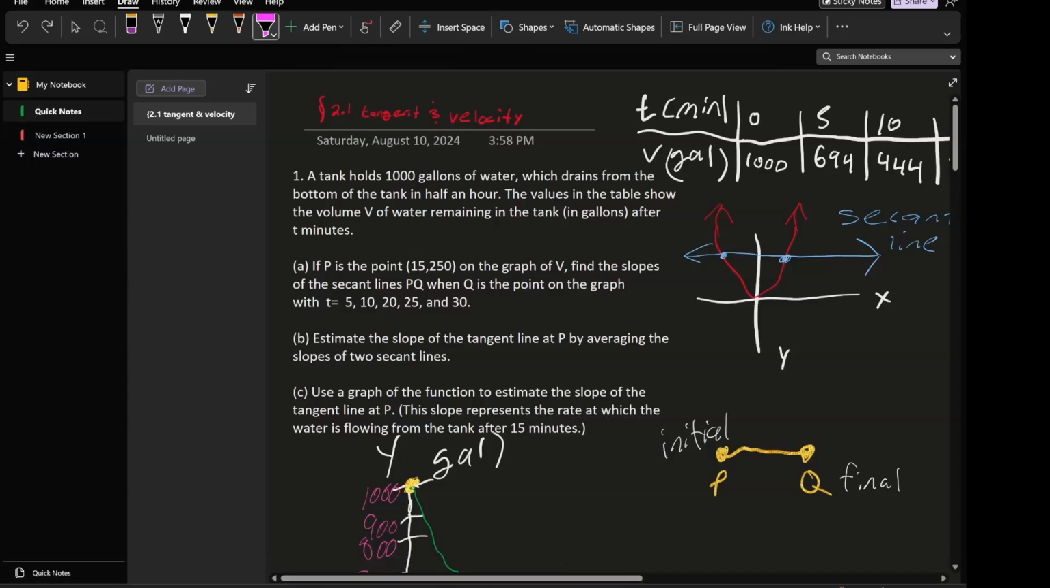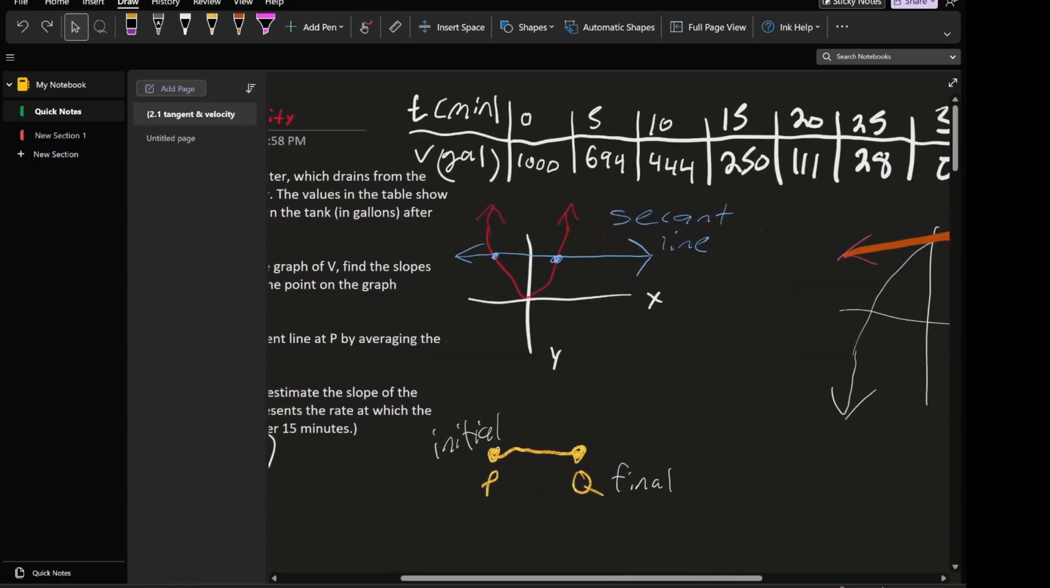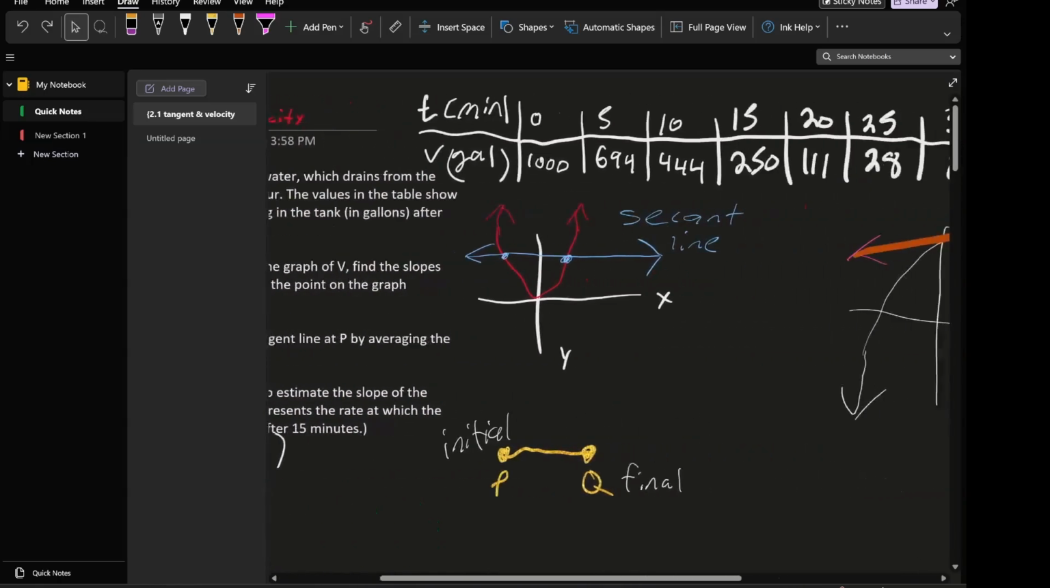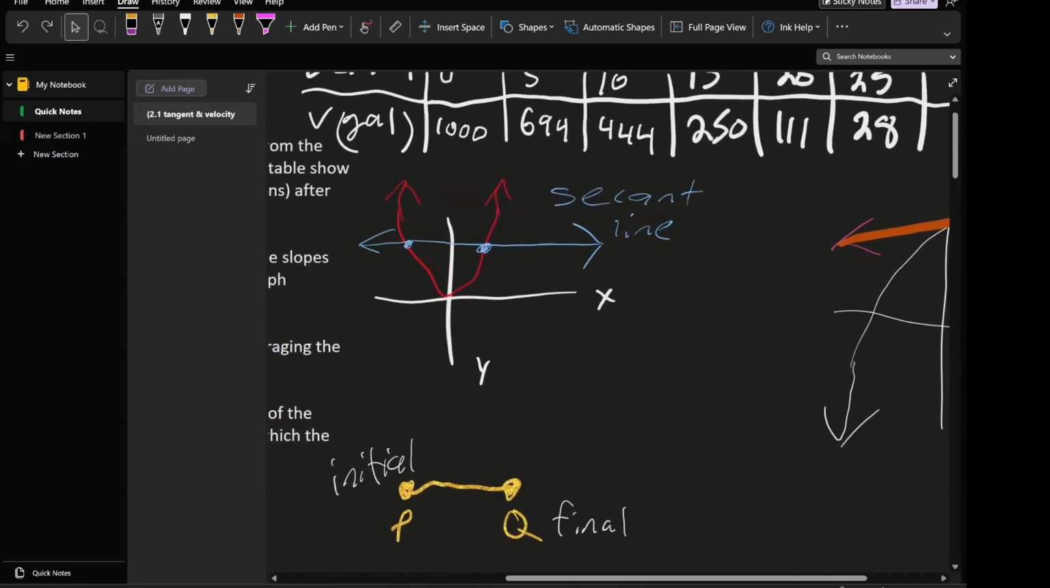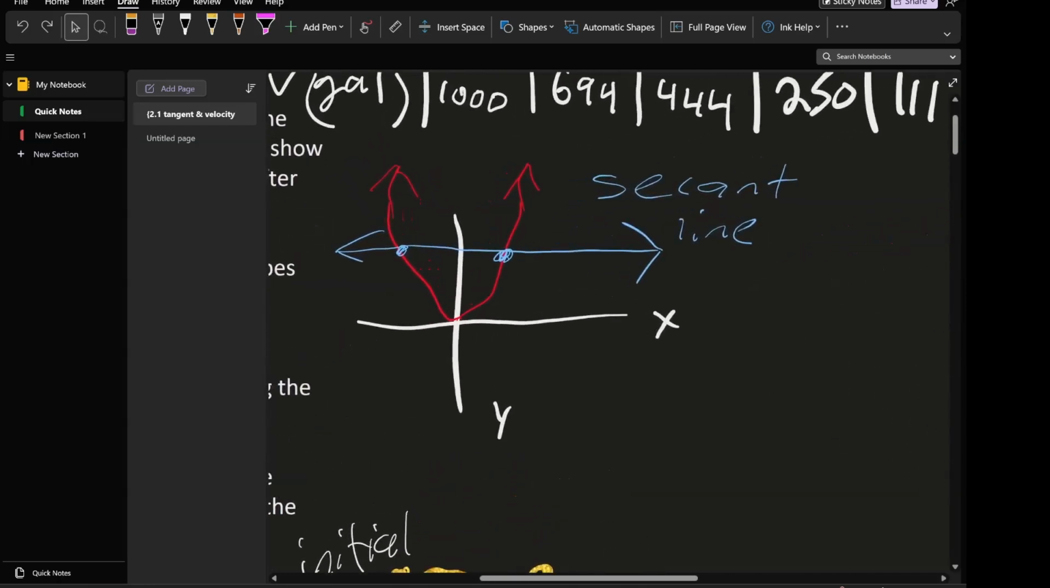Alright, so this is section 2.1 in Stewart's 7th edition calculus book, the tangent and velocity problem. I'm going to start off by saying a couple things. First off, the secant line.